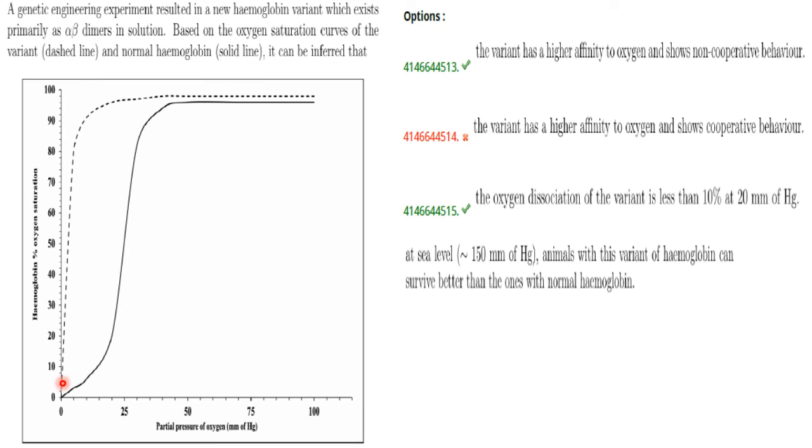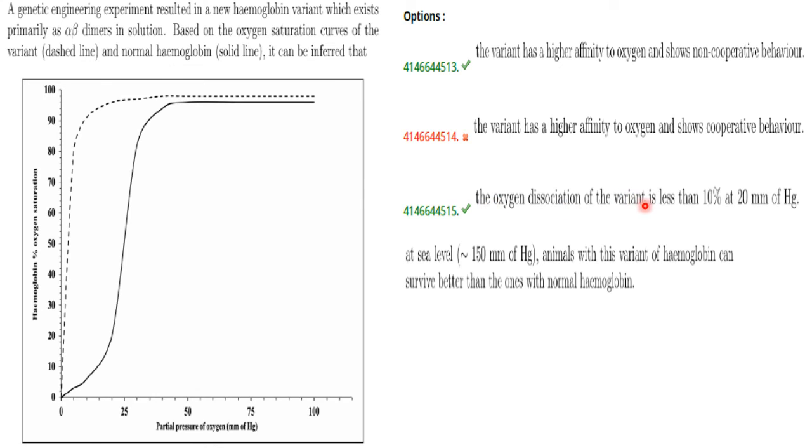So we will see the options. The variant has higher affinity to oxygen and shows non-cooperative behavior. I told that, so the first option is correct. The variant has higher affinity for oxygen and shows cooperative behavior. It doesn't show cooperative behavior. If it had to show cooperative behavior, then it should be a sigmoidal curve. But it is a regular curve in this case. So the second option is not correct.